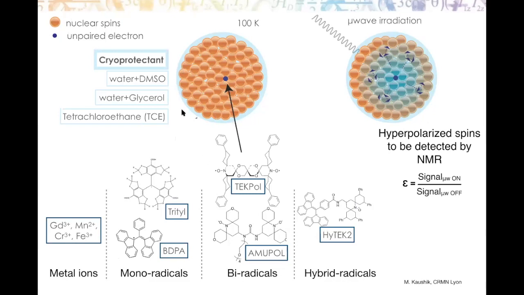And second factor is cryoprotection. Because we are working at 100 Kelvin, it is essential to avoid formation of ice crystals because we know by experiments that formation of ice crystals prohibit the transfer of polarization further in the sample. So what we aim for is aqueous or organic solvents that form amorphous uniform glass instead of ice crystals.